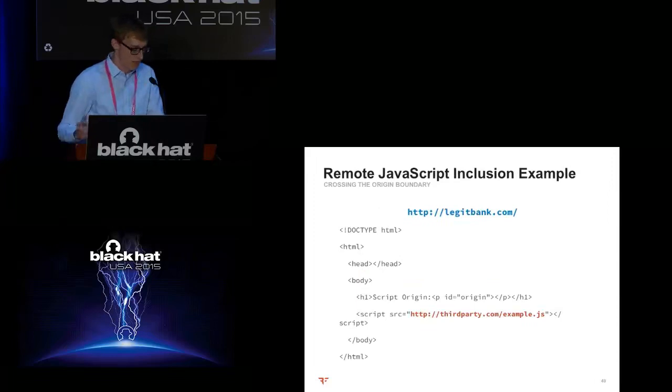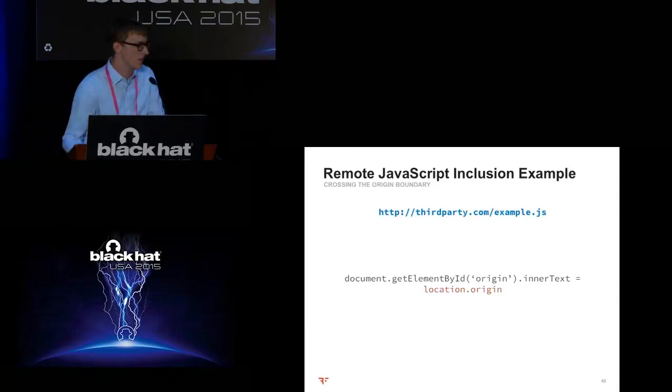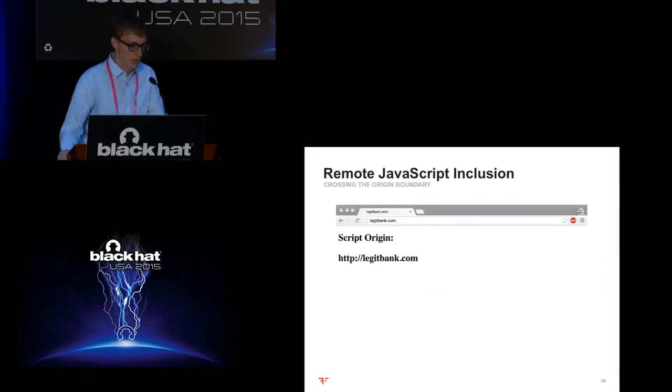Here is an example HTML page, and it sources JavaScript from thirdparty.com. This is on the homepage of legitbank.com, and all this JavaScript has in it is a simple snippet that prints the current executing origin. So it shows what I am currently executing as. And so we of course open this in a web browser. What do we see? It's executing in the context of legitbank.com, not of the third party that hosted it.